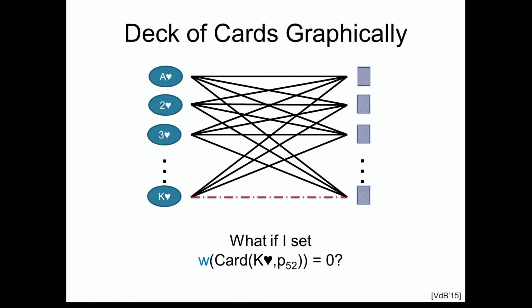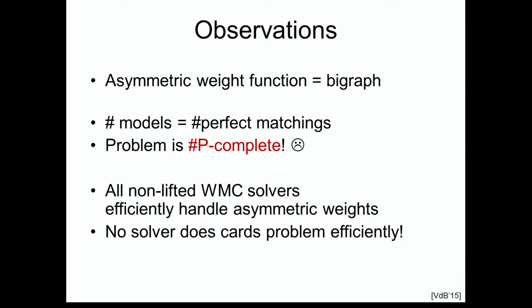And then the last interesting observation is that if I set the weights of my propositional variables, of my assignments, to be arbitrary, then I'm allowed to set them to 0. I can say that it's impossible for the King of Hearts to be in position 52, right? And I can encode this any way I want. So then here's the bottom line. By setting my weights, I can encode an arbitrary bipartite graph by just removing edges here by setting their weight to 0. Counting models is counting perfect matchings, and this is sharp-P complete for bipartite graphs.